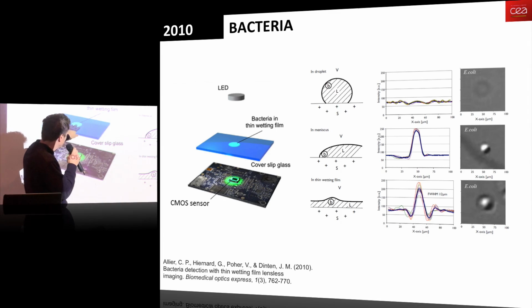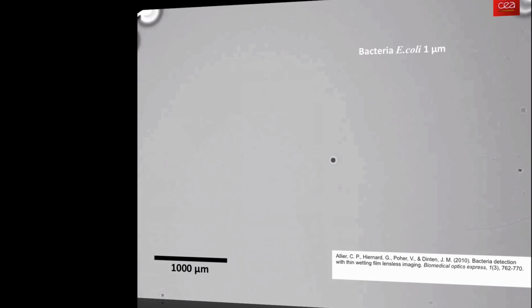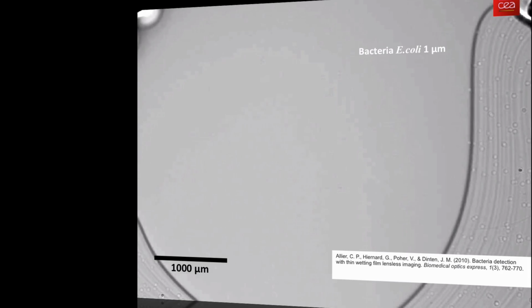So here are the bacteria on the slide. The sensor is 2 millimeters away from the bacteria. Here's the 1 micron bacteria. But then there is a very small lens on top of the bacteria, and it will shine the light 2 millimeters away down to the CMOS sensor. This way we are able to detect a single bacteria. And this is the way we proceed.